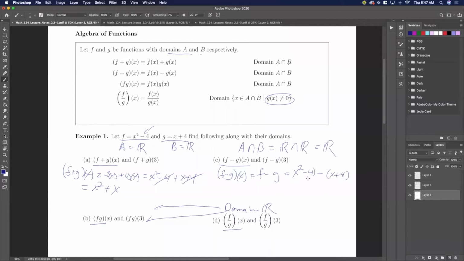And the reason I'm doing it this way, in parentheses, is that way you can see clearly that this negative goes into this one and to this part. And so it'll be x squared minus 4 minus x, and then minus a 4 again. And so here we have x squared minus x minus 8 is our function.